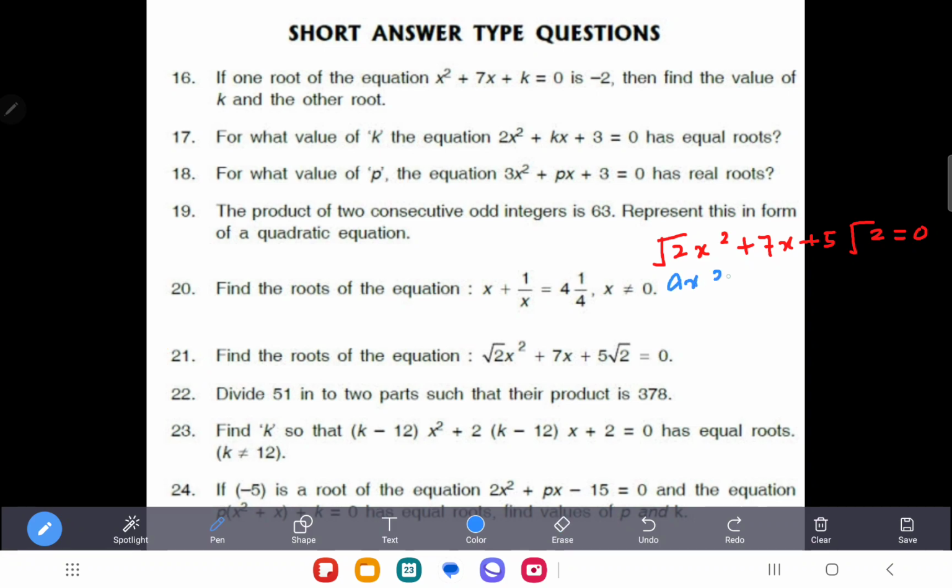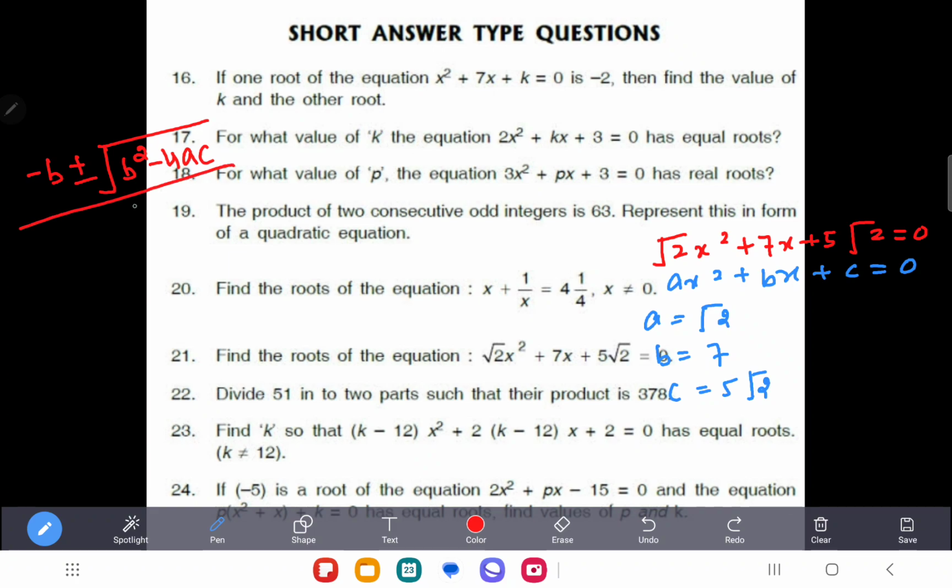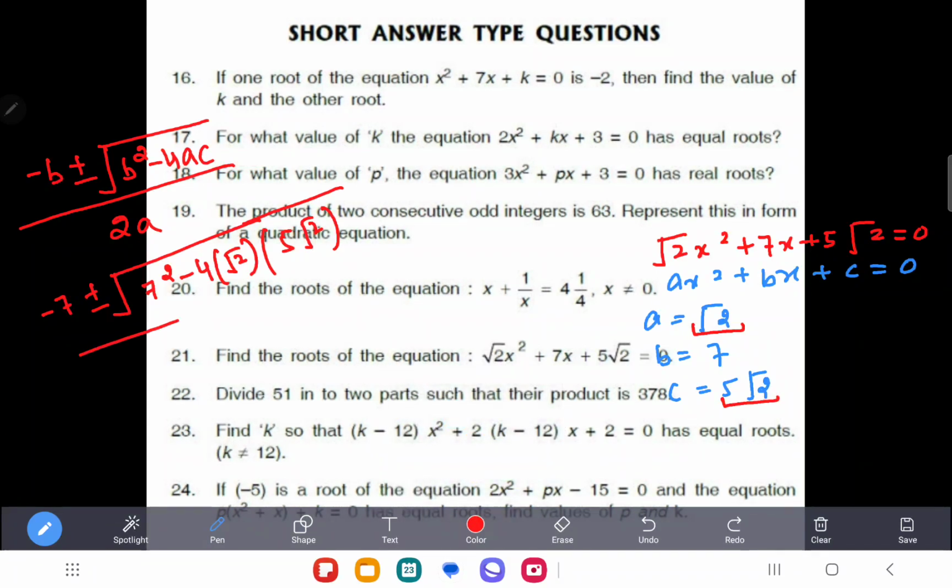It means ax square plus bx plus c equals to 0. So, a is equals to root 2, b is equals to 7, and c is equals to 5 root 2, isn't it? So, when you have these values, it would mean minus b plus minus under root of b square minus 4ac over 2a. So it would mean minus 7 plus minus under root of 7 square minus 4ac. So a is going to be root 2 and c is going to be 5 root 2, over 2a.